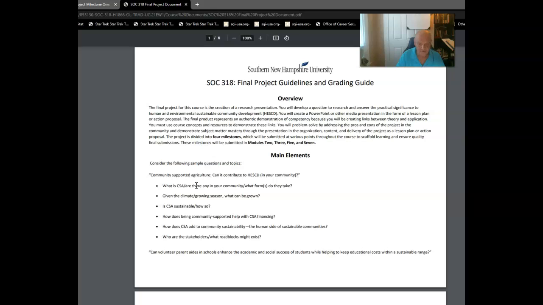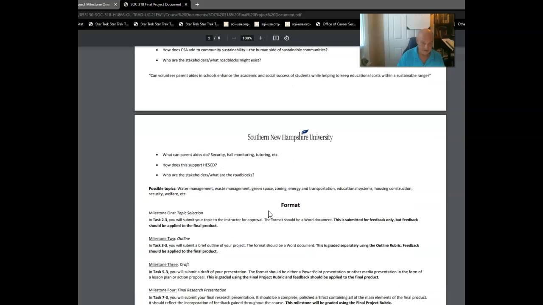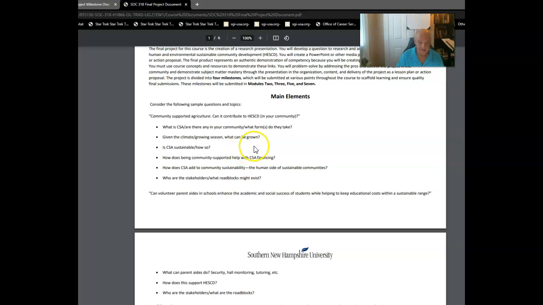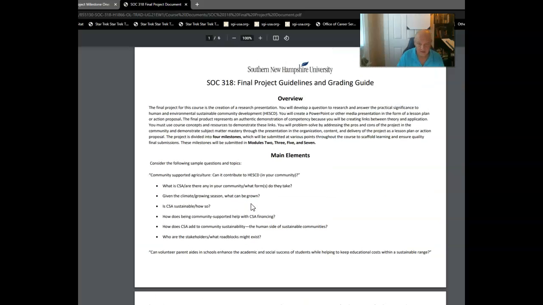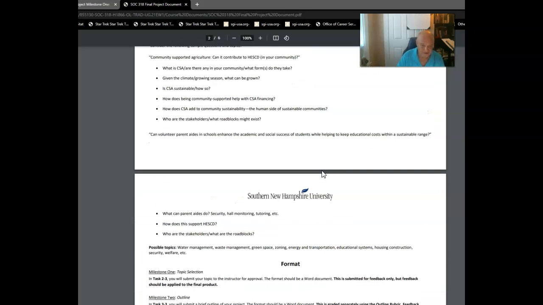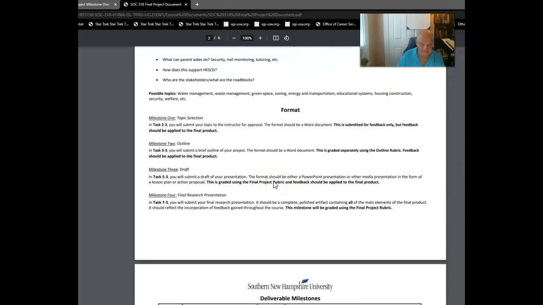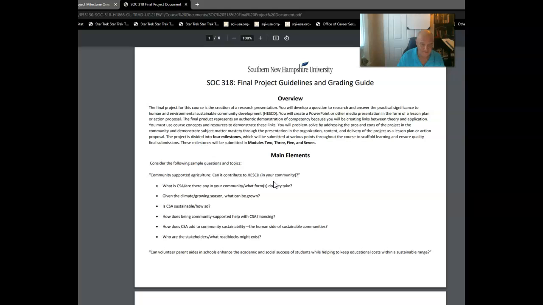Okay, here's the following sample questions and topics. Notice that you don't have to write about all of these. These are kind of what we call thought prompts, okay? What is community-supported agriculture? Given the climate, what can be grown? Community sustainability. We're looking at this, okay? And we have elements that you need to submit in modules 2, 3, 5, and 7, okay? You're going to submit a project. This is just an example. It's a sample question, okay?